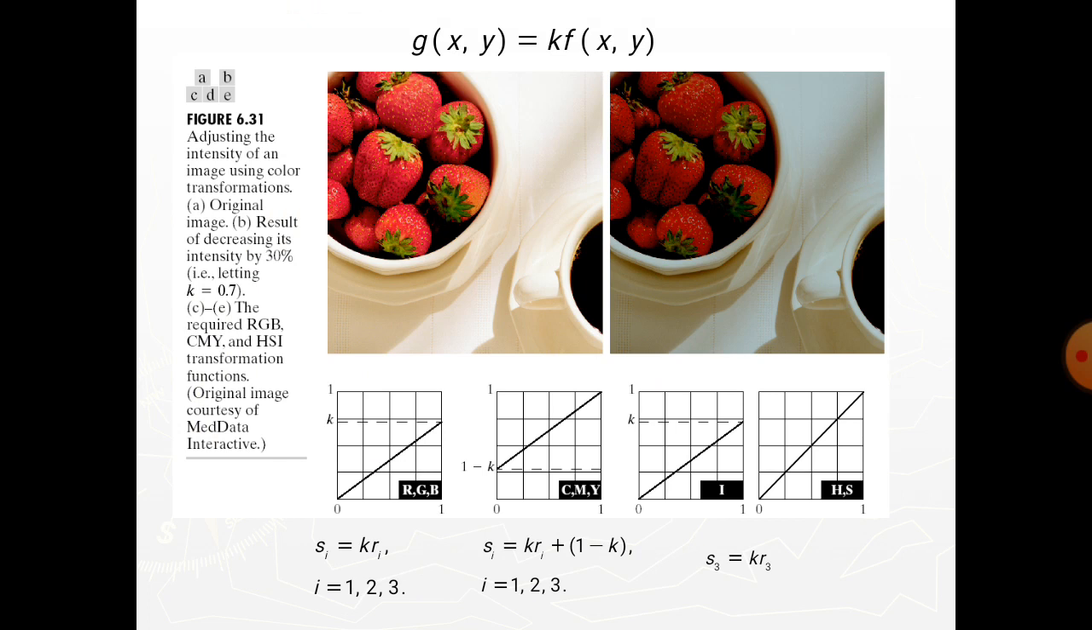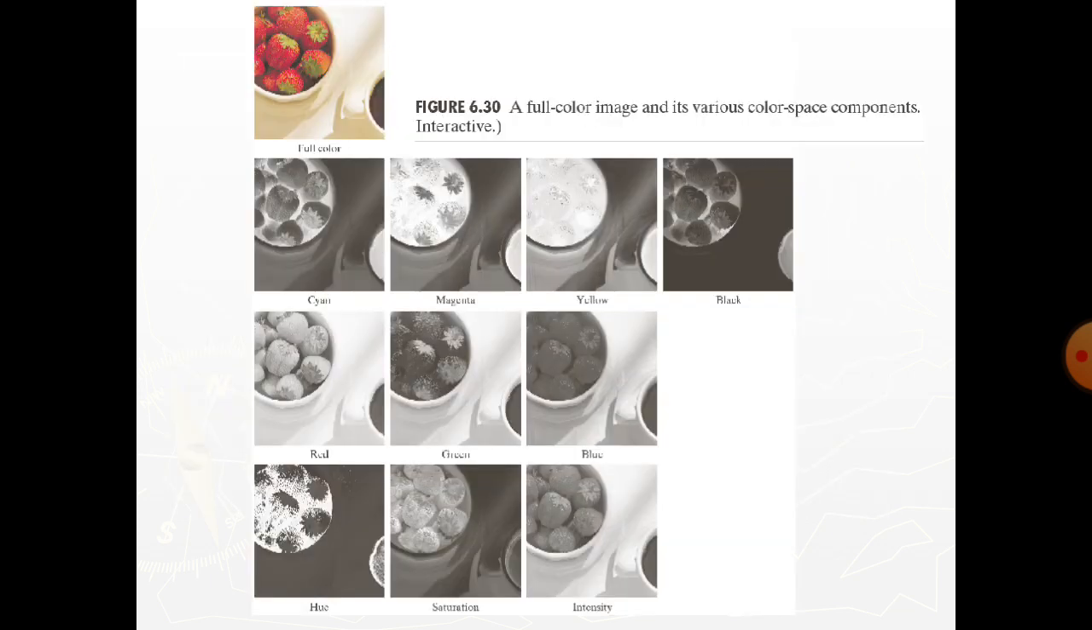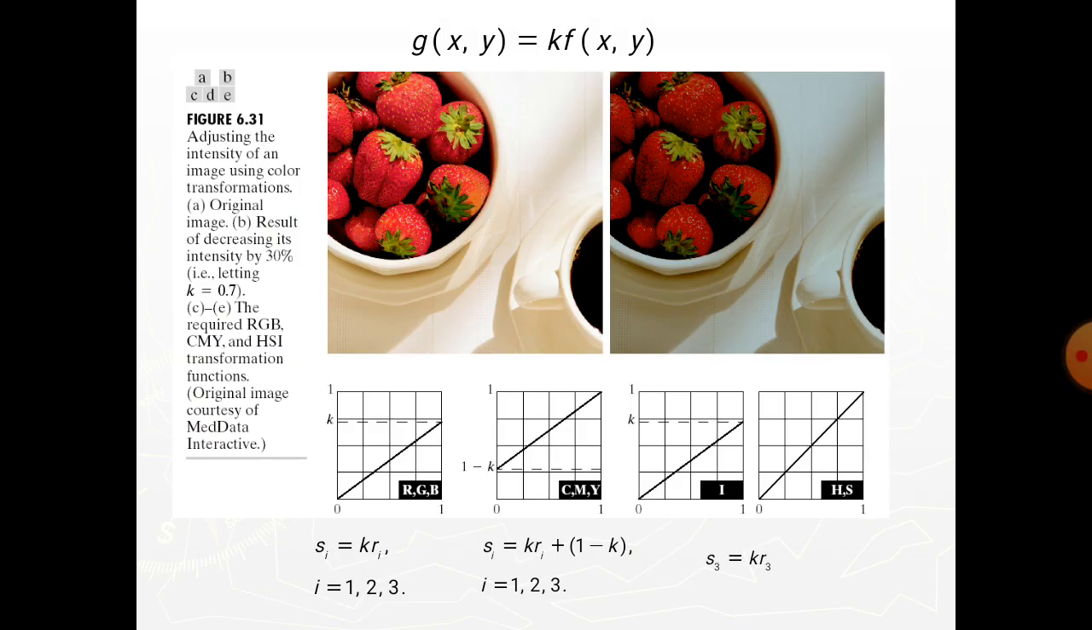So regardless of the color space selected, here the output is the same. This figure shows the result of applying any of the transformations from this equation. So this is the full color image, using k equal to 0.7.